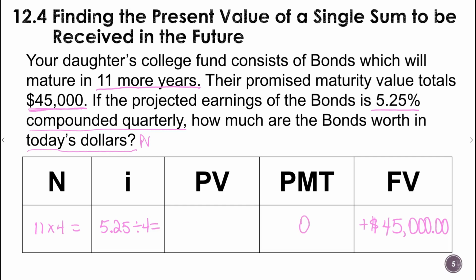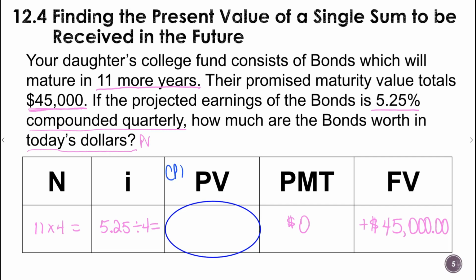We are not making a payment. It is a one-time deposit. It says how much are the bonds worth in today's dollars. So in other words, when you buy bonds, you pay a certain amount, and then that grows until the bonds mature, and then they are worth more money. So your present value is whatever they're worth today. So we are computing present value.